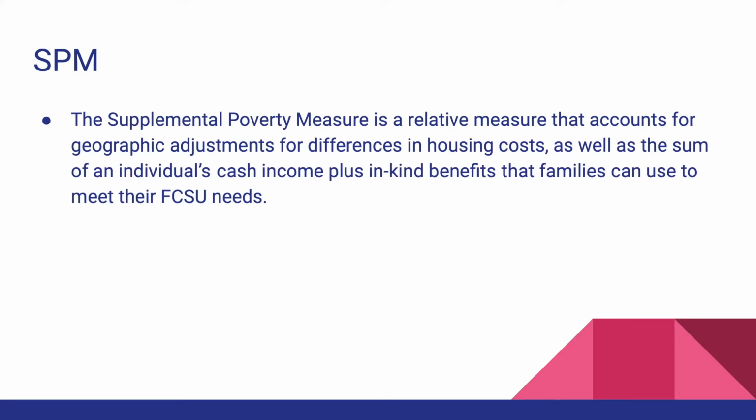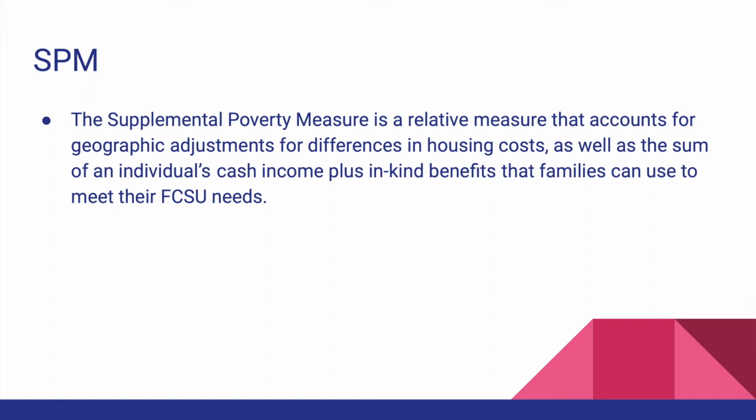The Supplemental Poverty Measure is a relative measure that accounts for geographical adjustments for differences in housing costs, as well as the sum of an individual's cash income plus in-kind benefits that families can use to meet their FCSU needs. This also accounts for taxes, work expenses, and out-of-pocket medical expenses.